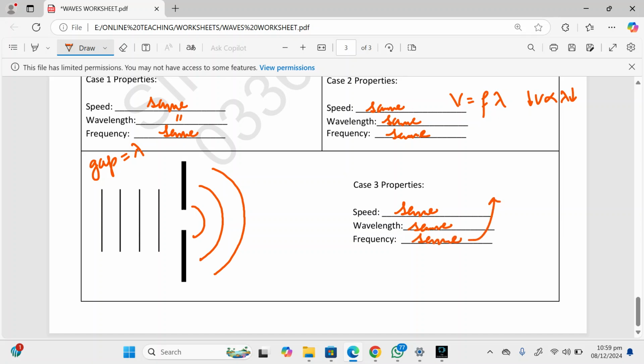Why does the frequency remain the same? Because it depends upon the source producing the waves.